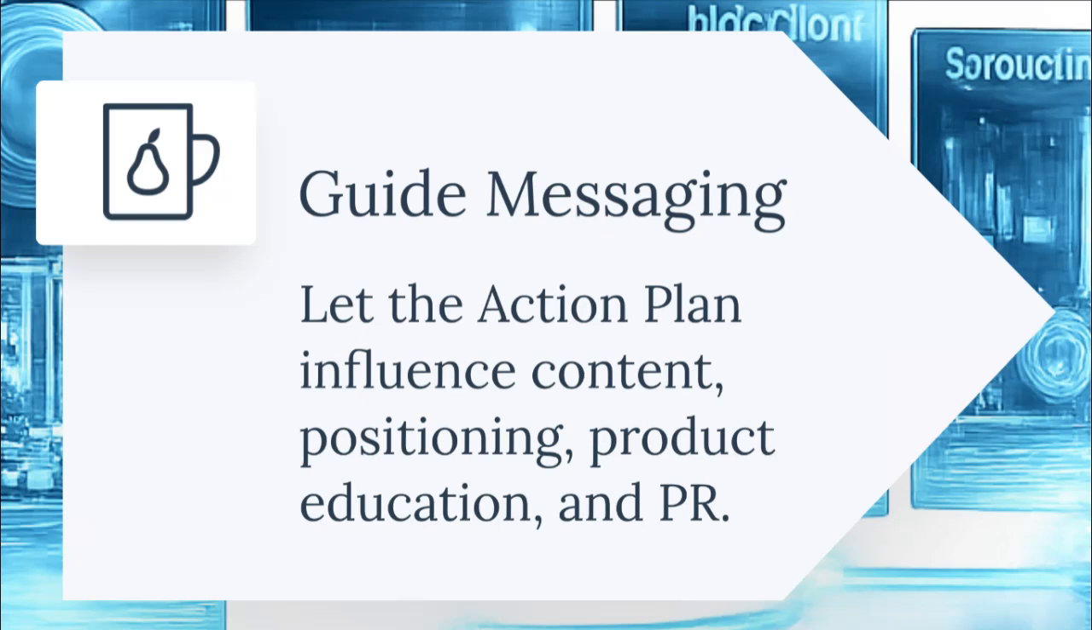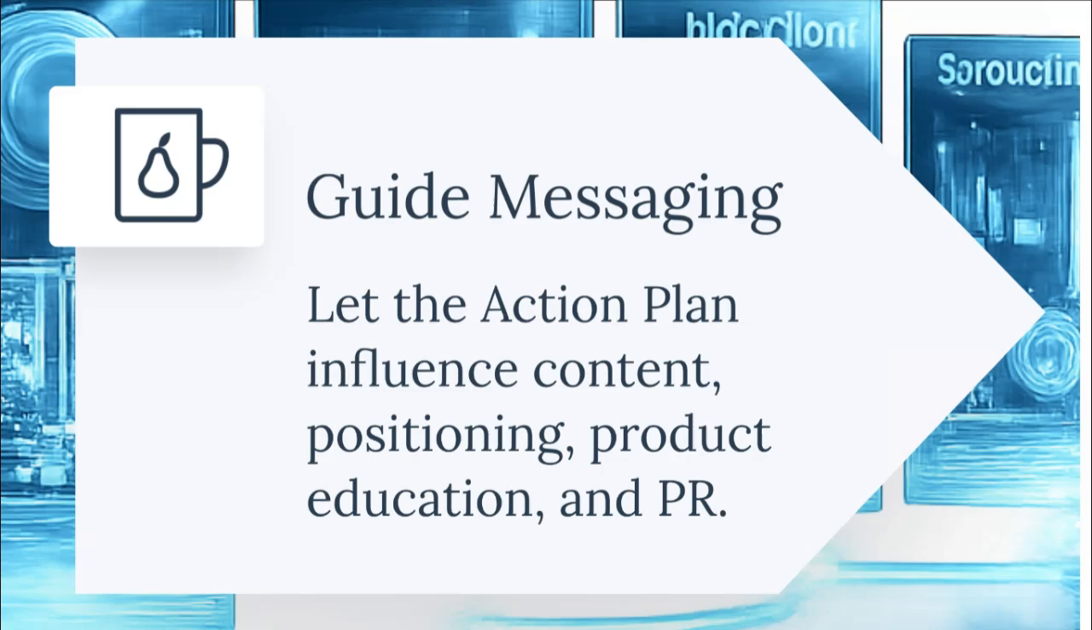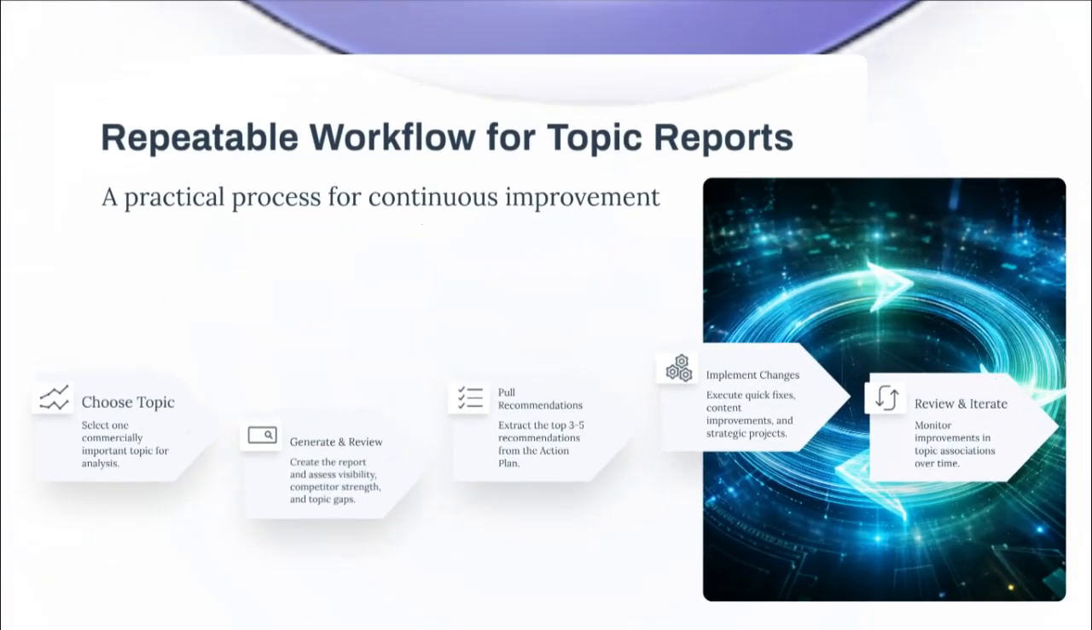For example, if HubSpot wants to strengthen its association with marketing automation, it's not enough to just mention the phrase more often. It needs content and evidence that make that association believable and repeatable. That could mean better product pages, stronger use case explanations, clearer examples, customer proof, and external references that reinforce the same message.